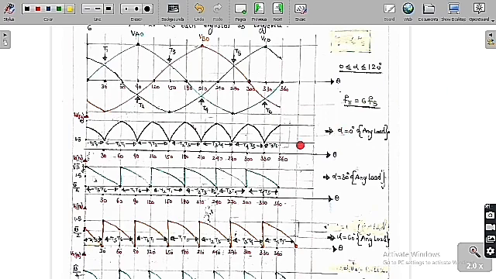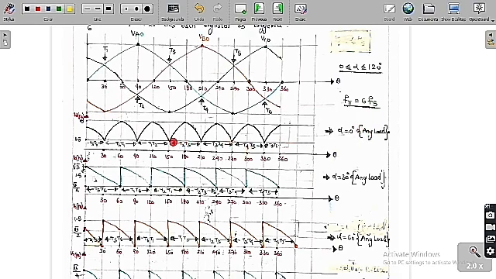Now suppose alpha is equal to 0 degrees. I have already told you that the triggering angle of T1 is 30 plus alpha, of T2 is 90 plus alpha, of T3 is 150 plus alpha, of T4 is 210 plus alpha, of T5 is 270 plus alpha, and of T6 is 330 plus alpha. If I assume alpha is equal to 0, then T1 is triggered at 30, T2 at 90, T3 at 150, T4 at 210, T5 at 270, and T6 at 330.